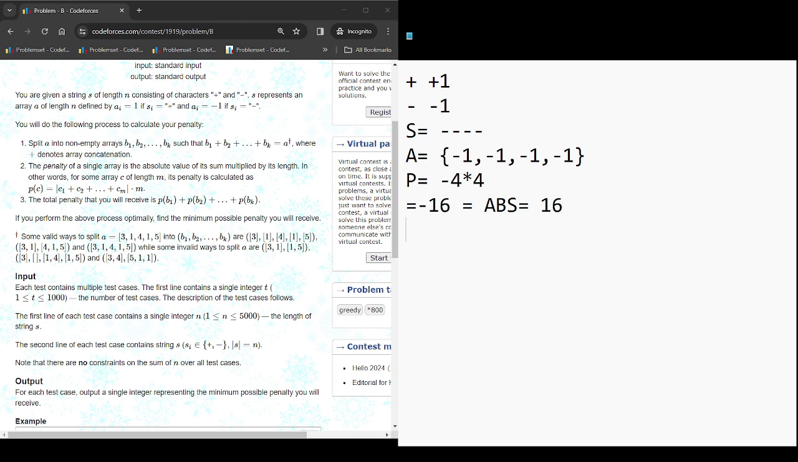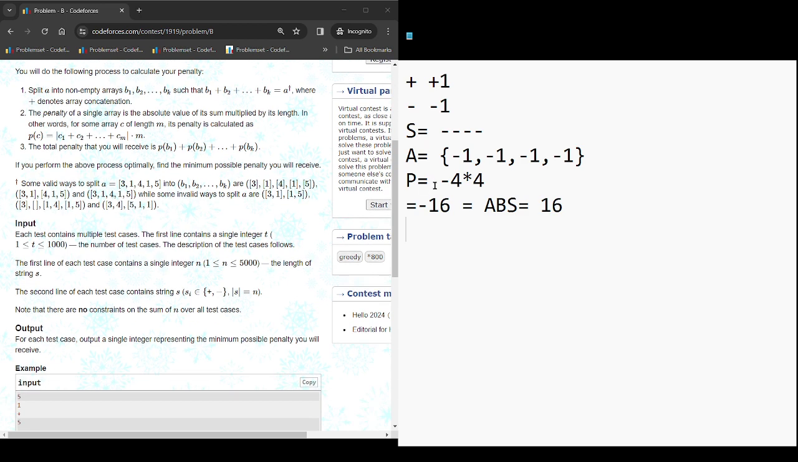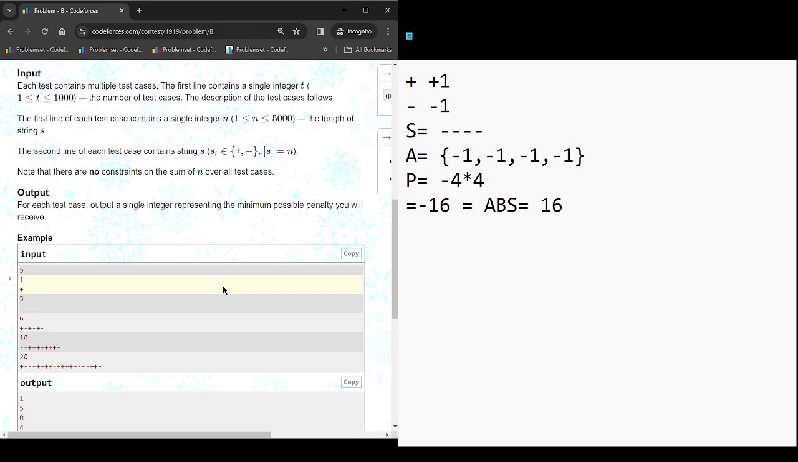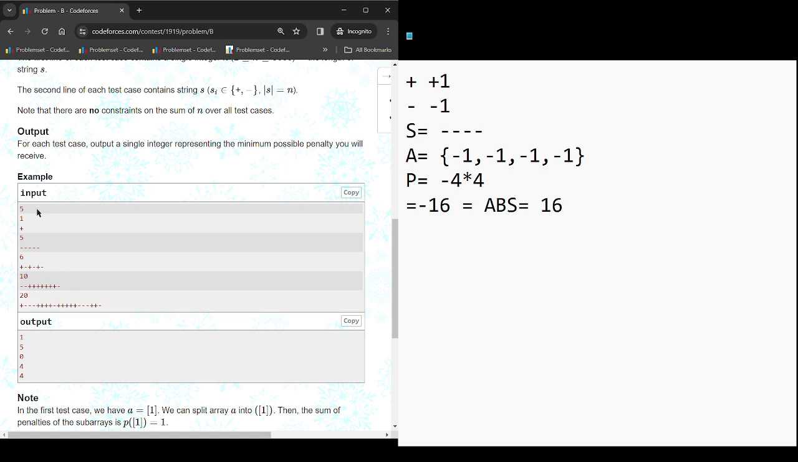So you have to split the array so that the penalty is minimized. Let's talk about how you can separate the array. You can't change the order, and you can't make any array empty. Those are the invalid ways to split the array. Now, in the input there is the number of test cases, then the length of the string, and then the string from which the array has to be formed.